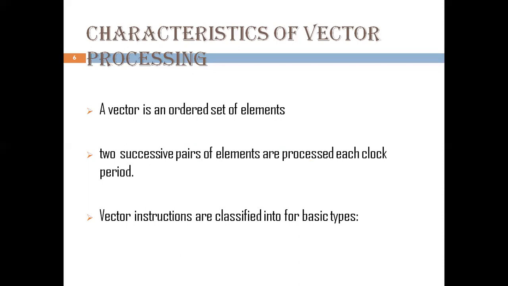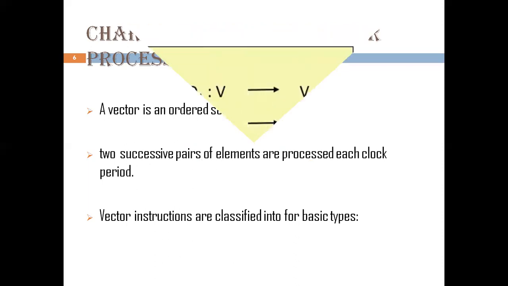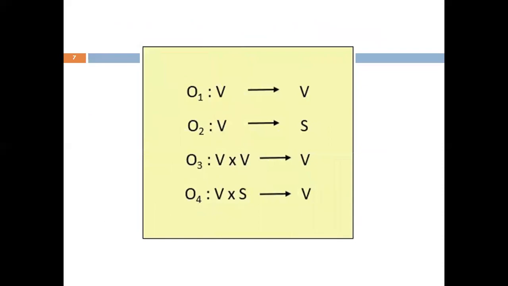Vector instructions are classified into four basic types. These are V to V, V to S, V times V to V, V times S to V. Here V indicates a vector operand and S indicates a scalar operand.